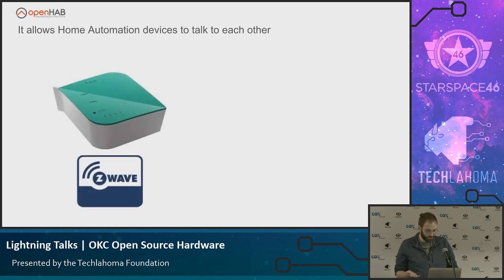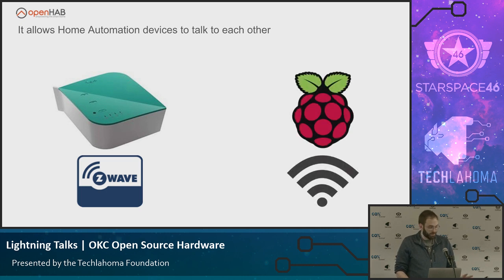And so I first bought this thing, which is called a Vera Lite, and it's a Z-Wave hub. So it controls Z-Wave devices. I bought that, and I bought a bunch of Z-Wave light switches, and I could control those light switches with that. And it comes with an app that you can install on your phone or on your computer, and it works pretty well.